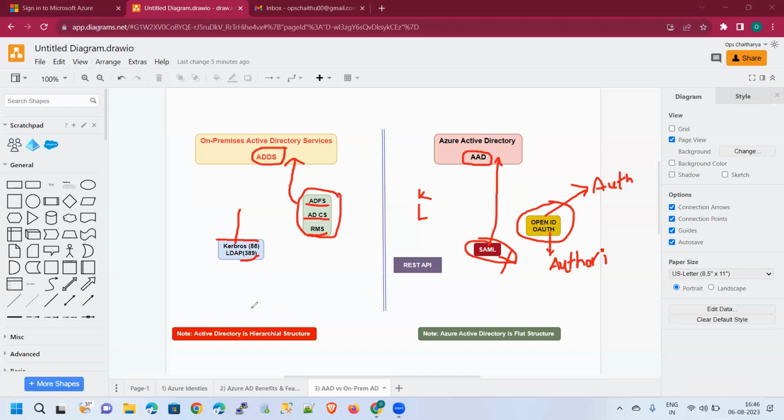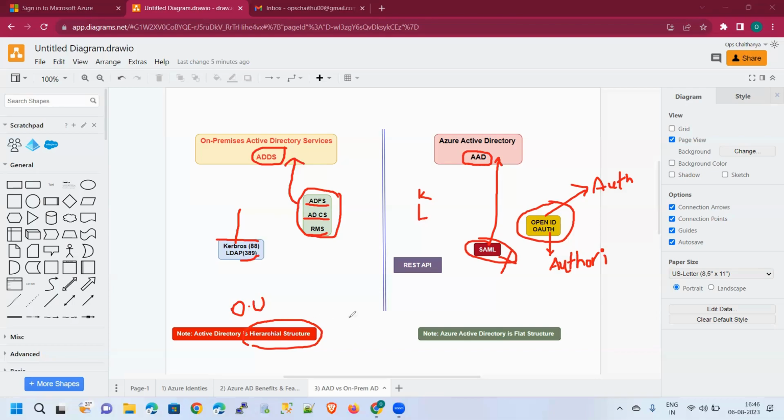When it comes to Active Directory, it is a hierarchical based structure. What is a hierarchical based structure in the sense? You will be creating the users and groups within a functionality called organizational unit. With the help of this OU only, you will be going to create your users and groups, whatever you want.